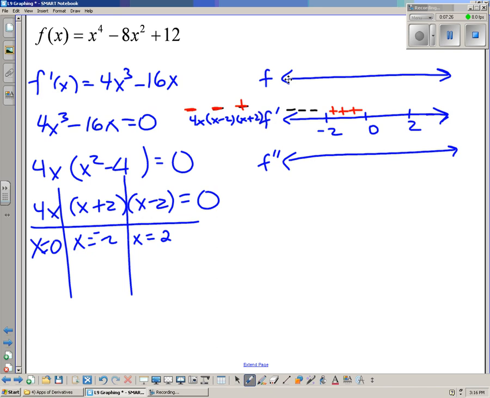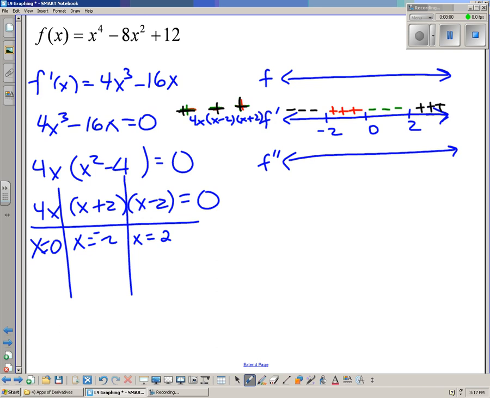All right, from 0 to 2, I will plug in 1. 4 times 1 is 4. That is positive. 1 minus 2 is still negative. 1 plus 2 is positive. So we have positive times negative times positive, which is a negative. Last but not least, we will plug in a number to the right of 2, say 3. 4 times 3 is 12. That is positive. 3 minus 2 is positive. 3 plus 2 is positive. Positive times a positive times a positive is a positive. We have now filled in the number line for f prime.